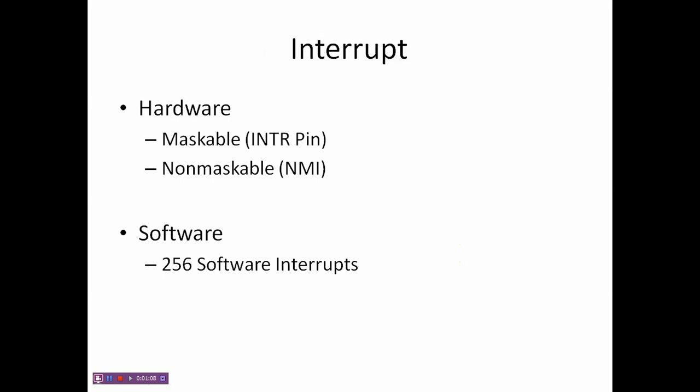Next, interrupts. There are two types of interrupts: first is hardware interrupt and second is software interrupt. Hardware interrupts are again categorized into maskable and non-maskable interrupts. A maskable interrupt is one that you can ignore, such as the INTR pin, and non-maskable interrupts are those that the processor cannot ignore. These must be serviced by the processor, such as the NMI, non-maskable interrupt. And there are 256 software interrupts available.